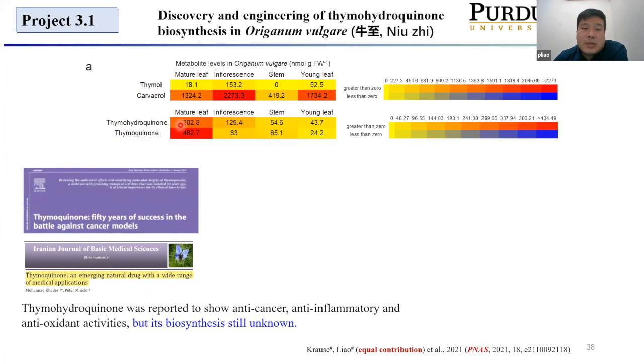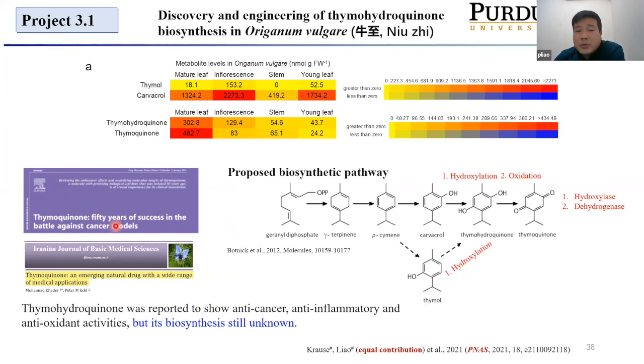For example, for thymohydroquinone and thymoquinone, they show the highest level in mature leaves, followed by the flowers, and the stem and the young leaves show similar levels. Actually, thymoquinone has been reported to act against cancer for many years, but how it is biosynthesized is still unknown. So for example, this is the proposed biosynthetic pathway. People proposed that carvacrol and thymol could be used as the precursors for the biosynthesis of thymohydroquinone.